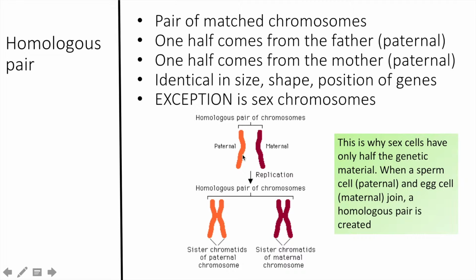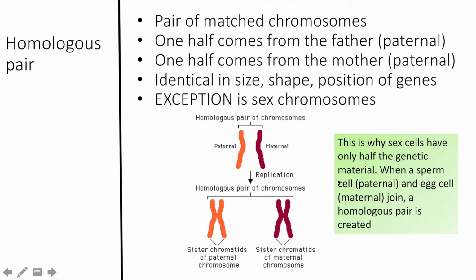So if you look down here, we see this little picture where it has an orange chromosome and a red chromosome, and those together create what we call a homologous pair. So it is a pair of matched chromosomes, one coming from the father and one coming from the mother. So we call this a paternal chromosome and a maternal chromosome. They are identical in size, shape, and the position of the genes. The only exception is with sex chromosomes, which we'll talk about a little bit later.